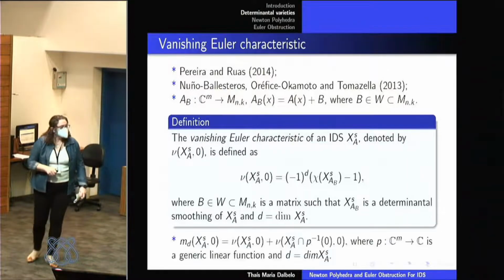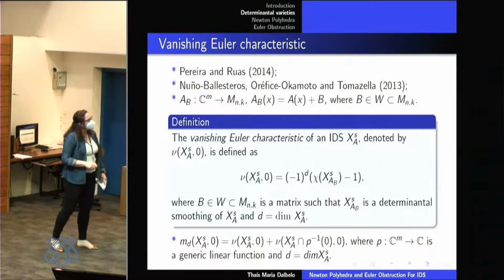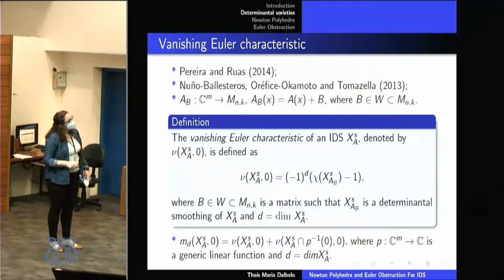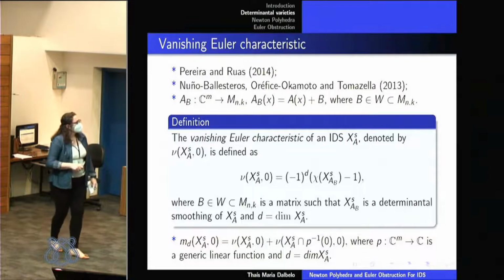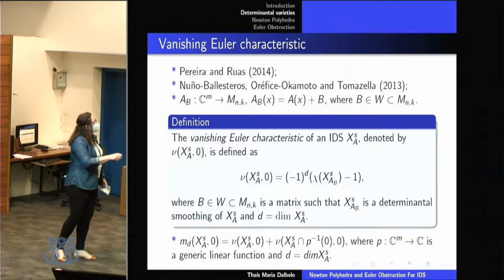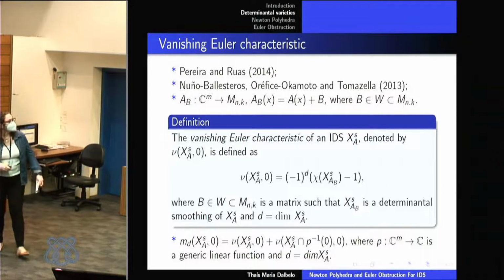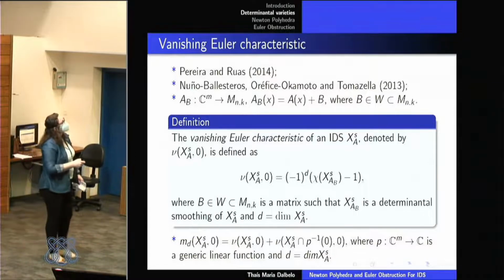The vanishing Euler characteristic has some important properties. For instance, it has a kind of Lê-Greuel type formula, which relates these vanishing Euler characteristics with the top polar multiplicity of the determinantal variety. Okay.